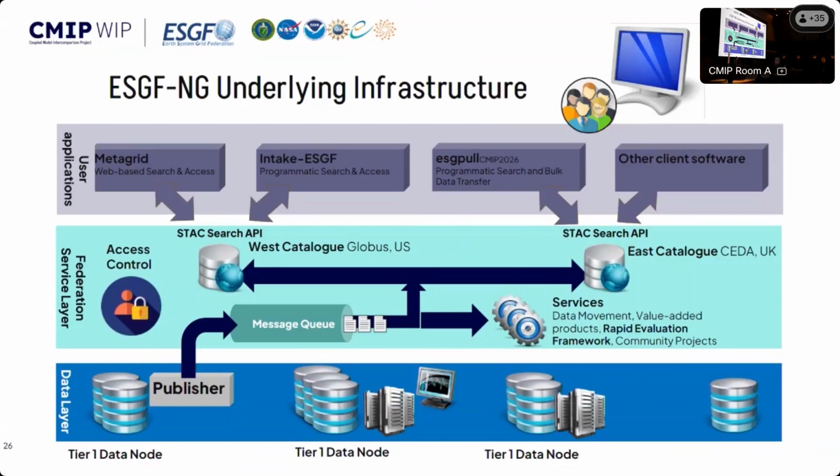So in this final layer, you can see some of the client tools that we talked about. Of course, it's not exhaustive. You could write your own client software in Python or other languages using the APIs, but these are some of the main ones which we're supporting. So over on the left-hand side, we've got Metagrid, which Matt showed a screenshot for, and Intake ESGF, which is a Python client for searching for the data using a command line or Jupyter Notebooks, and then ESG Pull, which can be used for bulk data transfer and replication, and then, of course, other client software as well.